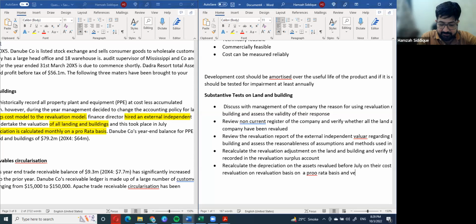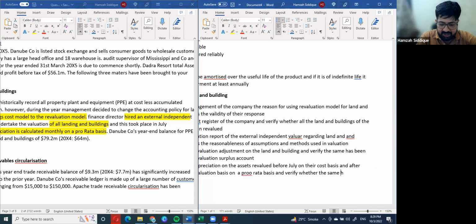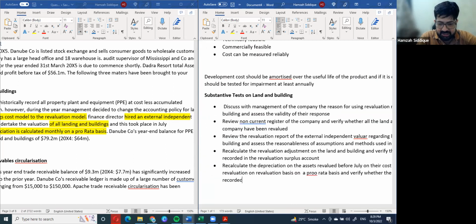And verify whether, I will explain, the same have been recorded in the financial statements. They say that in July, they shifted to the revaluation model. Before that, 2-3 months, it was on cost basis. So depreciation should be on the cost basis, and after July, it should be on the revaluation basis. This is what I am saying here.